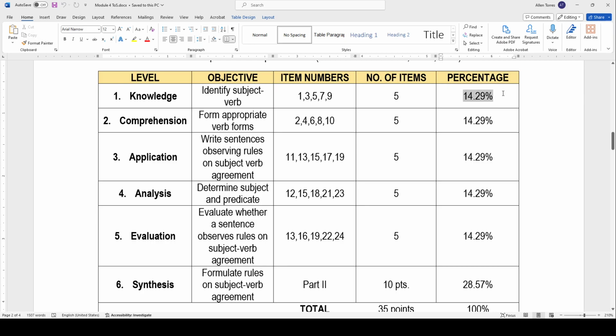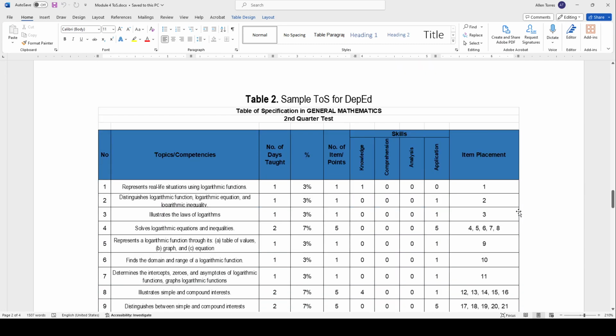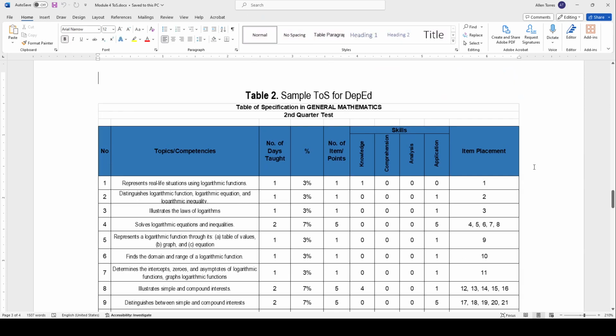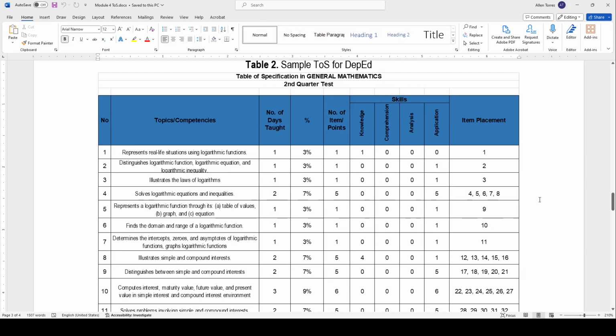Kaya po 14.29% iyan. Pag hindi nyo na po maalala, I highly recommend na i-review ninyo ang inyong mathematics in the modern world or ang inyong basic mathematics. Okay? So, ganun po yung paggawa ng very simple table of specifications. Now, moving on to a more advanced one, okay? Ito naman po ay given po sa isang sample ToS ng DepEd.